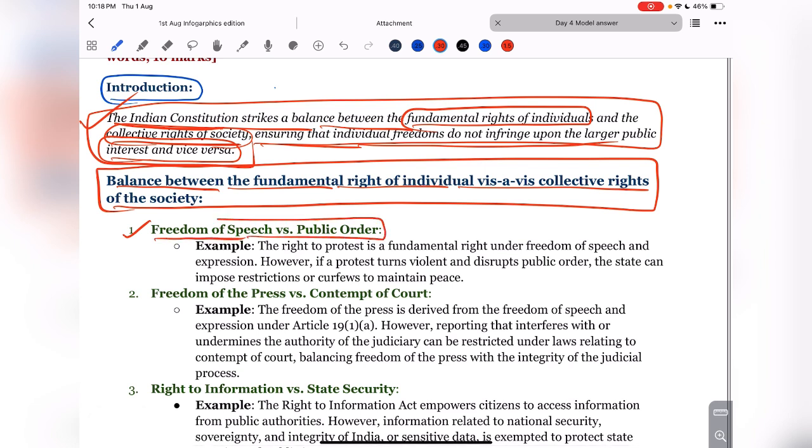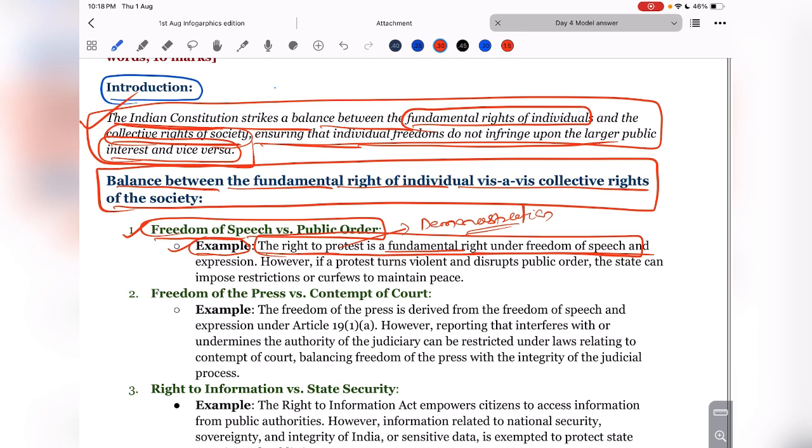ठीक है, for example, right to protest. Protest is not a fundamental right but demonstration. ठीक है, right to demonstration can be a fundamental right under the freedom of speech and expression. You can also extend it, like right to protest can be an extended fundamental right, but it cannot be a fundamental right. ठीक है, so you can write here.